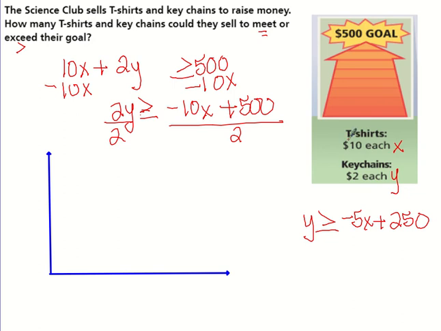So my y-intercept's 250, my slope is 5. I'm definitely going to want to make sure that I can get to 250, but also be able to graph 5s. So down here, I'm just going to make this go by ones. 1, 2, 3, 4, 5.